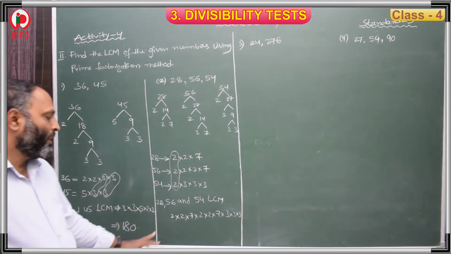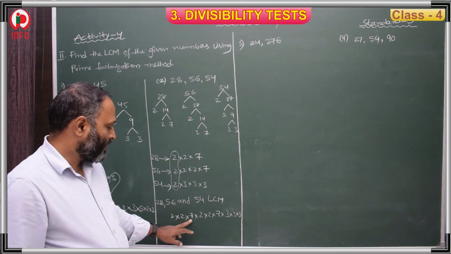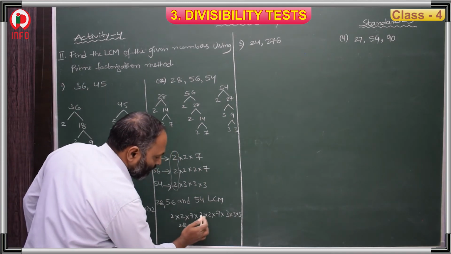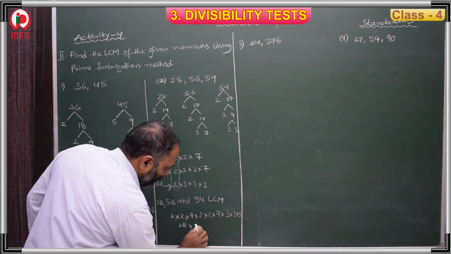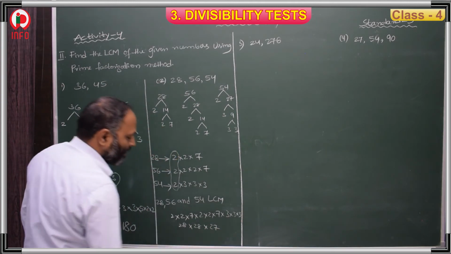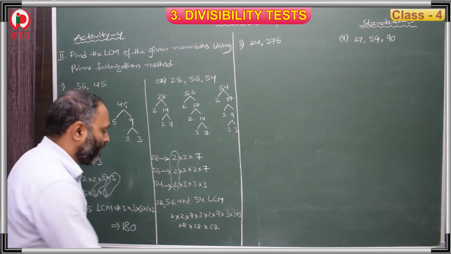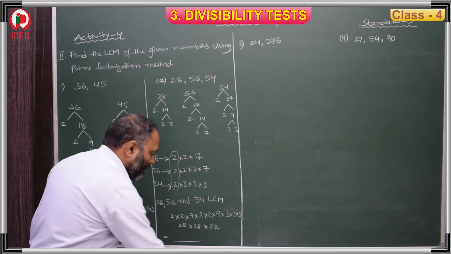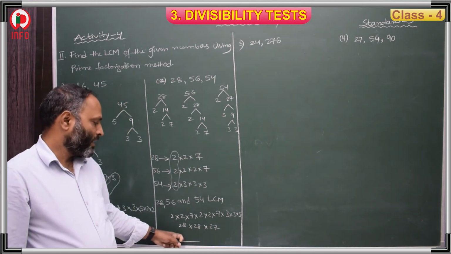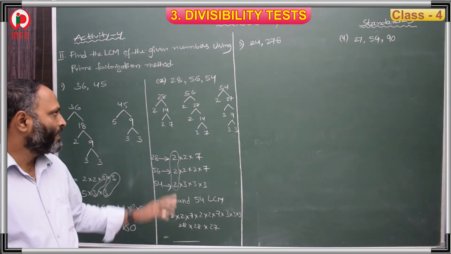Now you multiply all this. 2 2s are 4. 4 7s are 28. Till here 28. Again 2 2s are 4, 4 7s are 28. 3 3s are 9, 9 3s are 27. Again you multiply these three, 28 into 28 into 27, and write your answer here. So in this way we have to find the LCM.